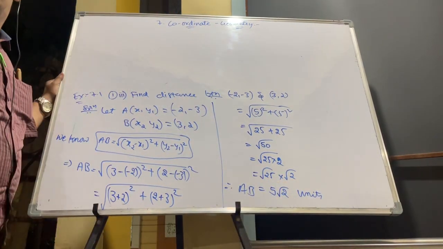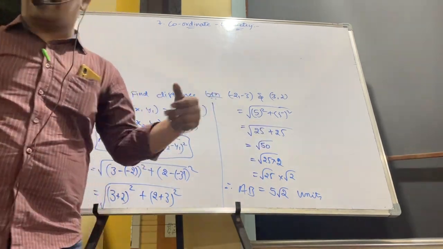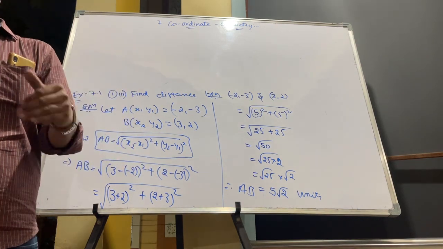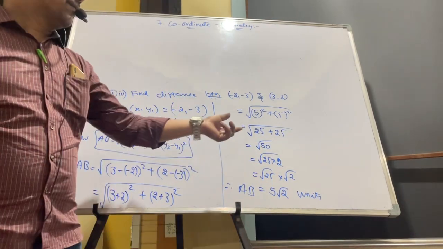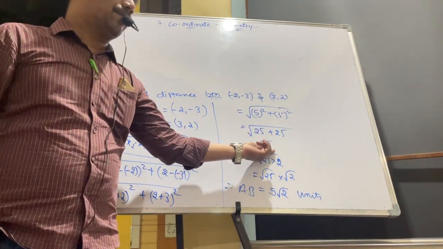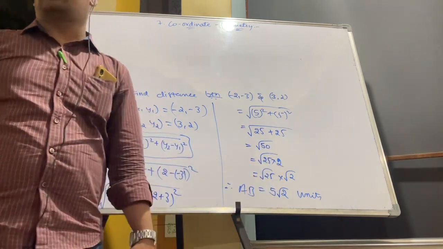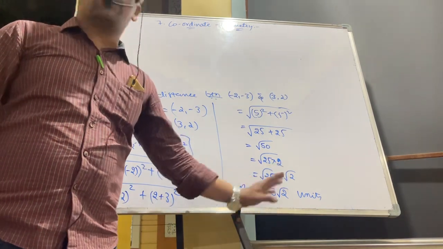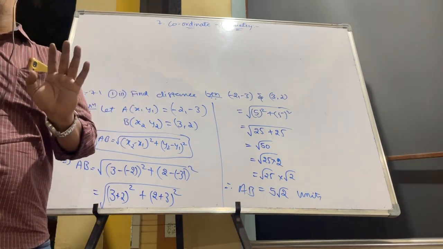Getting the idea? Right, so what I've done here: last time, in the last problem, I took common. Here also I can take common, and the final answer will be the same, I'm just teaching you different techniques. Here, instead of taking common, I have added them. Now I got 50, which can be written as 25 into 2. Then separately square root 25 and square root 2. Square root 25 will be 5, and square root 2 you write down as square root 2 only.